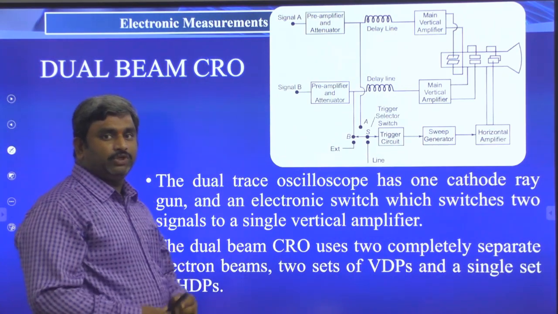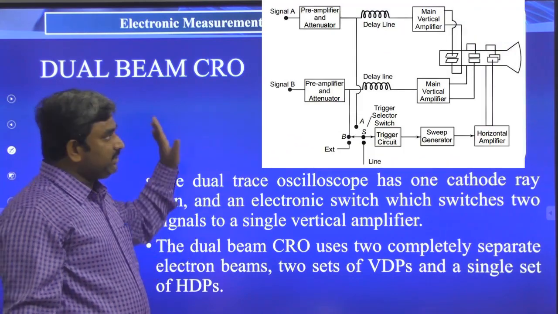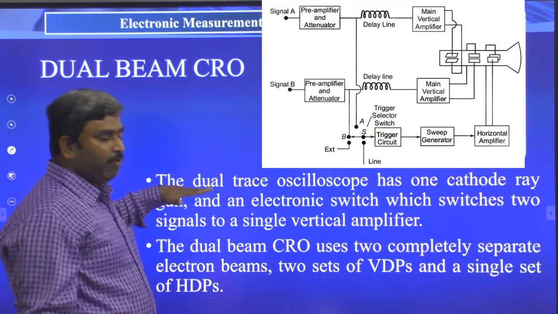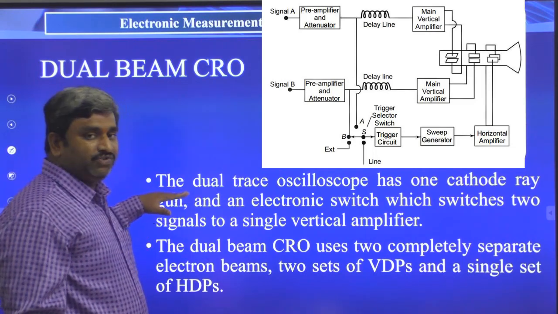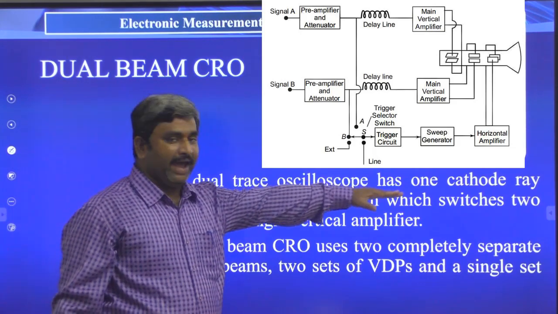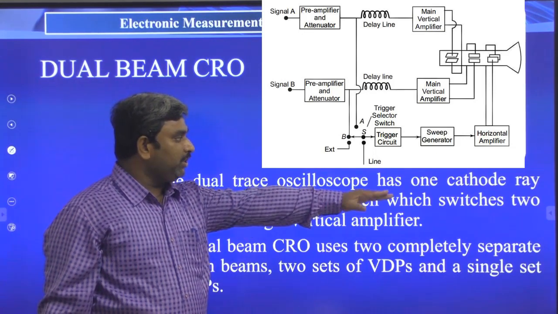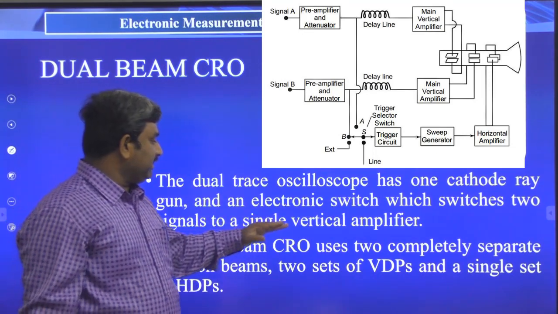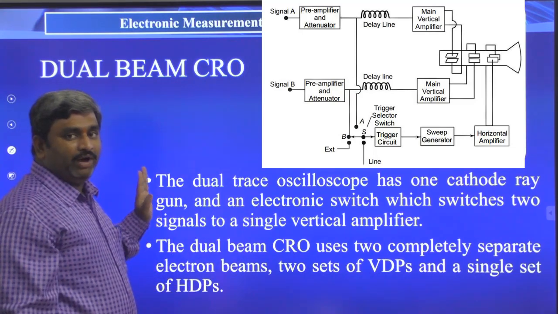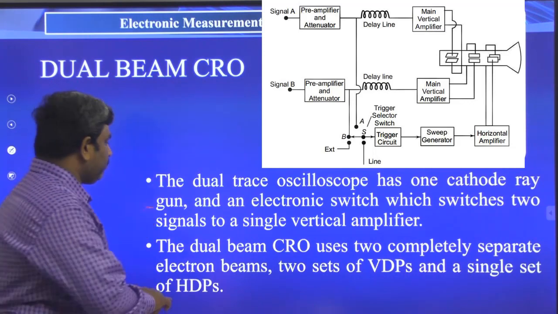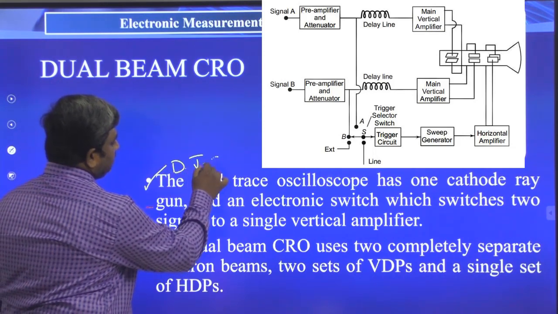Let us see the description of this dual beam CRO. The dual trace oscilloscope: we are discussing dual beam CRO, but this point is meant for dual trace CRO, which we will discuss in the next video lecture. The dual trace oscilloscope has one cathode ray gun and an electronic switch which switches two signals to a single vertical amplifier. This is about dual trace CRO.